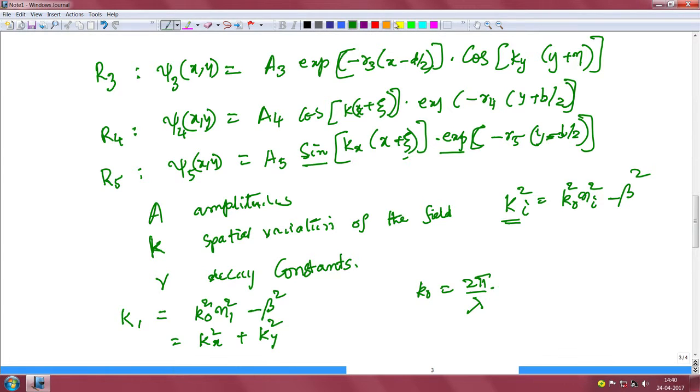In other words, beta square is K0 square n1 square minus Kx square minus Ky square. This has got a special significance that if we are able to solve for Kx and Ky separately, we can find out the propagation constant beta. And of course, once you get the beta, we can find out the effective refractive index of the waveguide as beta by K0.